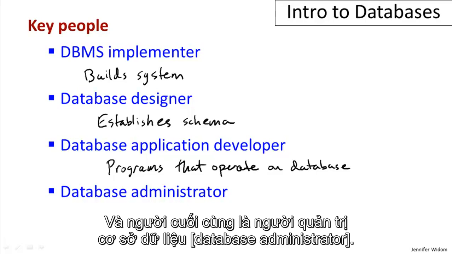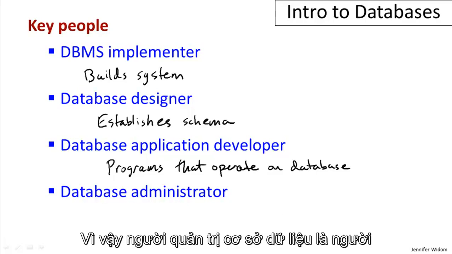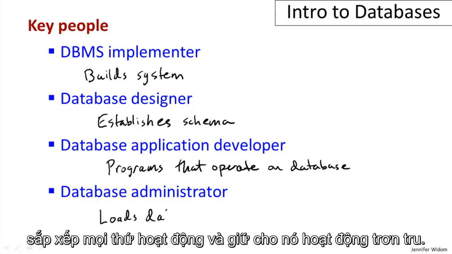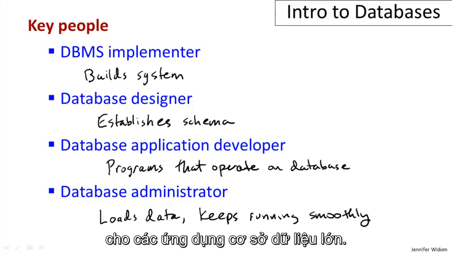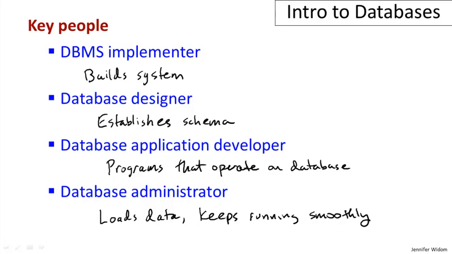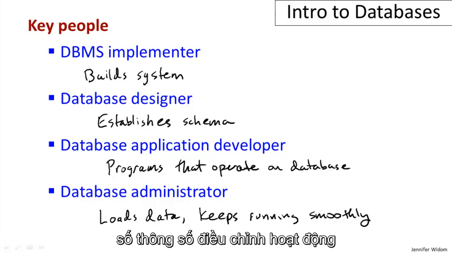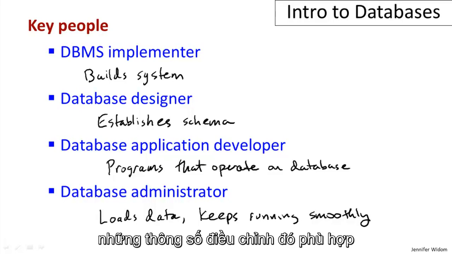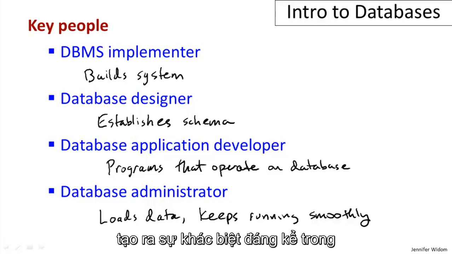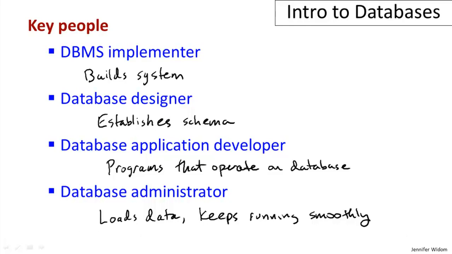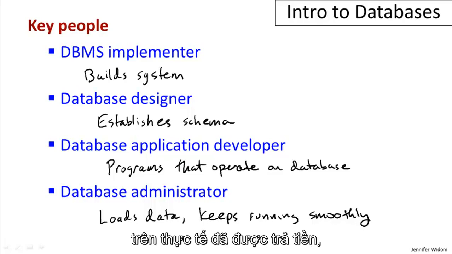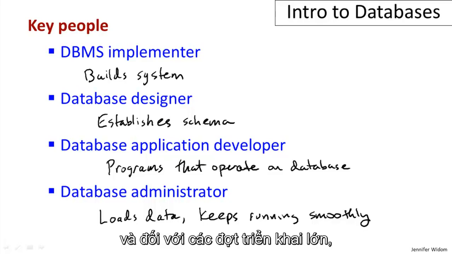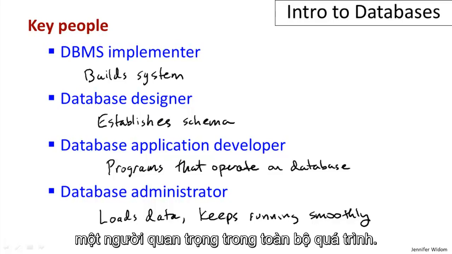And the last person is the database administrator. The database administrator is the person who loads the data, sort of gets the whole thing running, and keeps it running smoothly. So this actually turns out to be a very important job for large database applications. For better or worse, database systems do tend to have a number of tuning parameters associated with them, and getting those tuning parameters right can make a significant difference in the all-important performance of the database system. So database administrators are actually highly valued, very important, highly paid as a matter of fact, and are, for large deployments, an important person in the entire process.